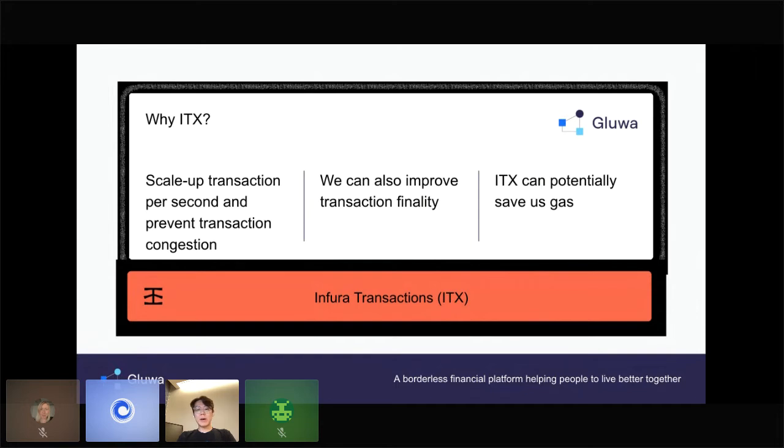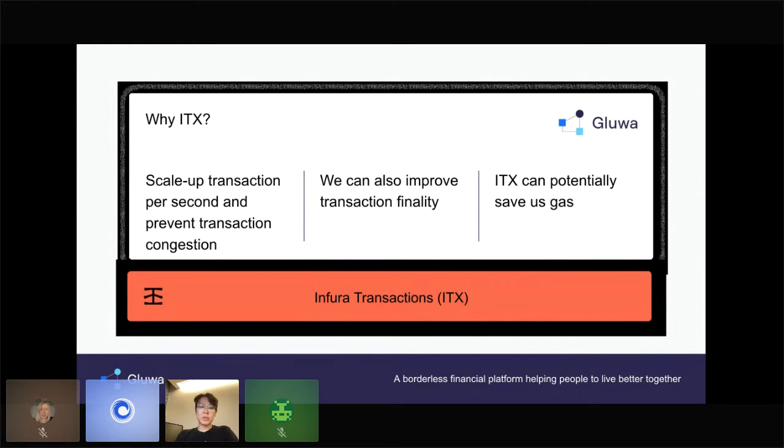Currently, ITX provides Gluwa a ready-to-use relayer service with minimized integration effort. Using ITX, Gluwa can scale up transactions per second and prevent transaction congestion. ITX has a sender pool to help us submit transactions so that when a transaction is pending, it won't affect the other. By doing that, it allows us to submit multiple transactions without waiting for the earlier ones. We can also improve transaction finality.